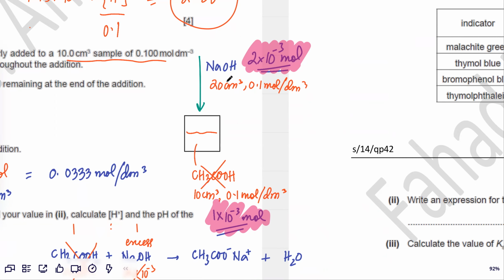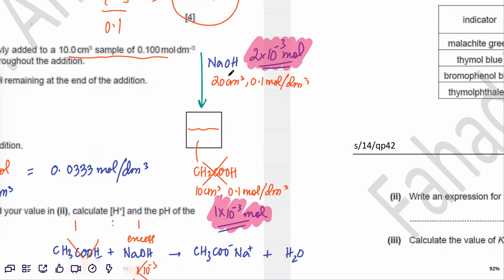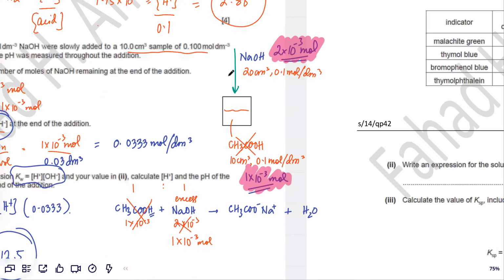Is this clear as well? Yes, sir. Okay, because 20 cm3 wasn't needed. You didn't need these many moles. You just needed 10 cm3. Okay, it was clear over here as well that you added too much NaOH. I mean, you added double the amount of NaOH that was needed.